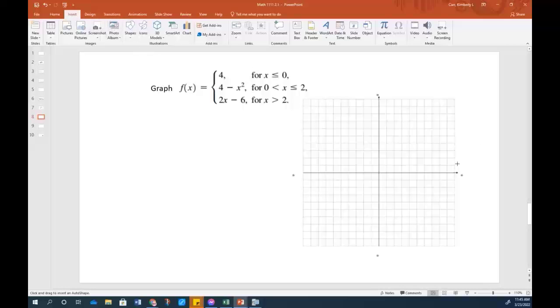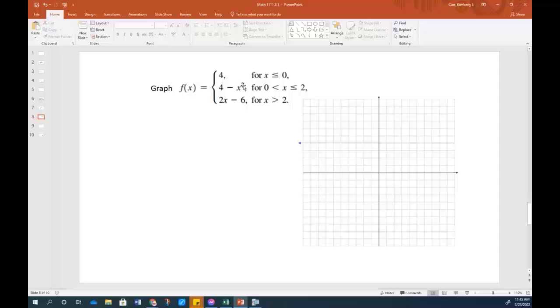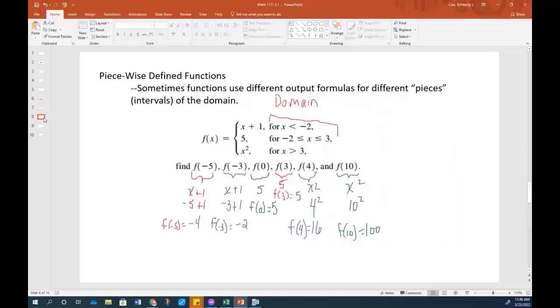And I'm going to go up 1, 2, 3, 4. However, going back to domain, I know that x equals 4 would be this line, but I'm not supposed to draw the whole line. I'm only supposed to use the part less than or equal to 0, which means my line here is too long. I cannot start it anywhere except at 0.